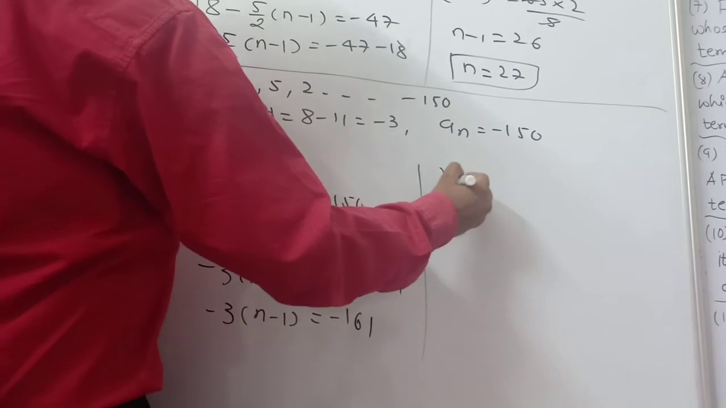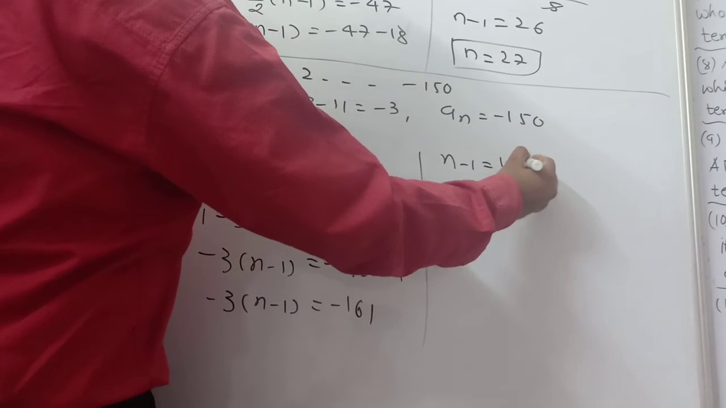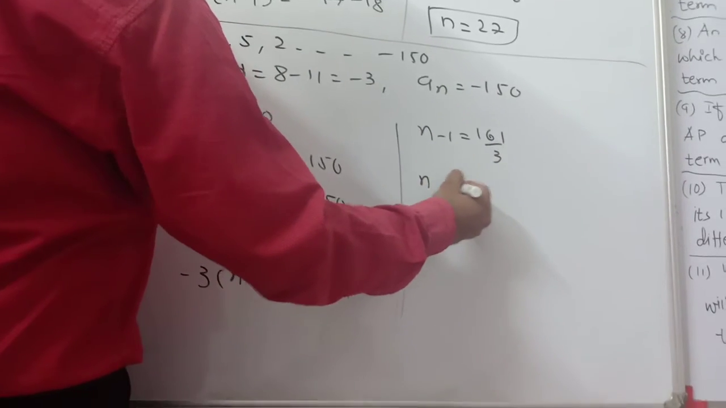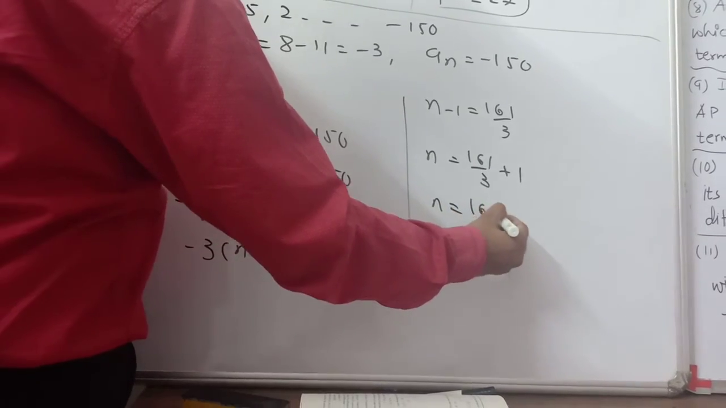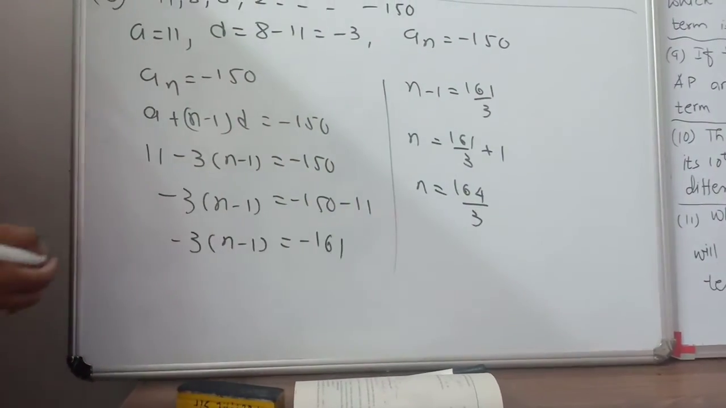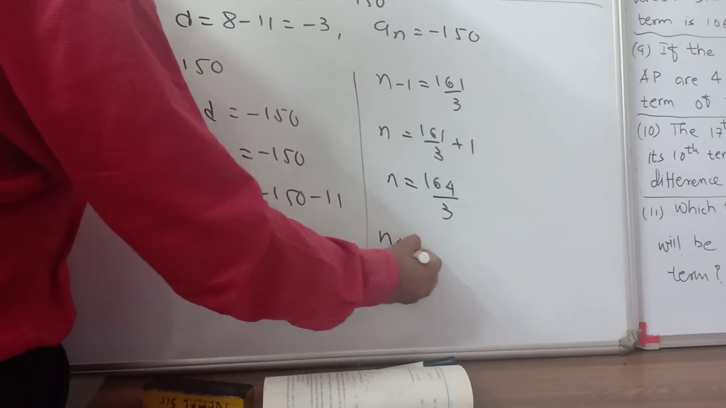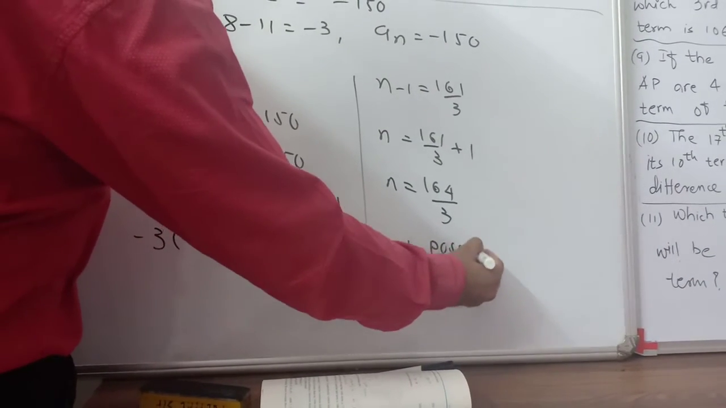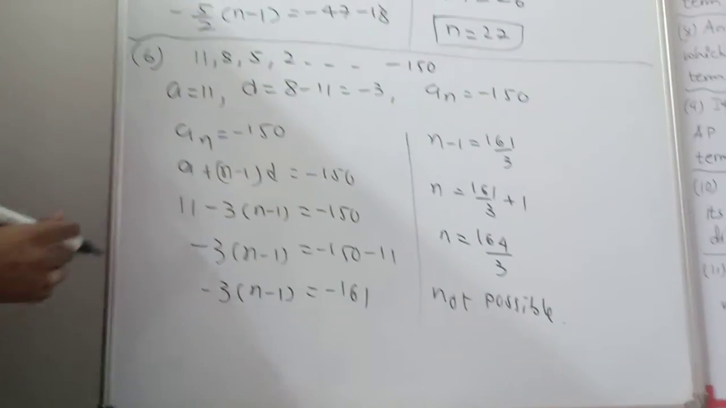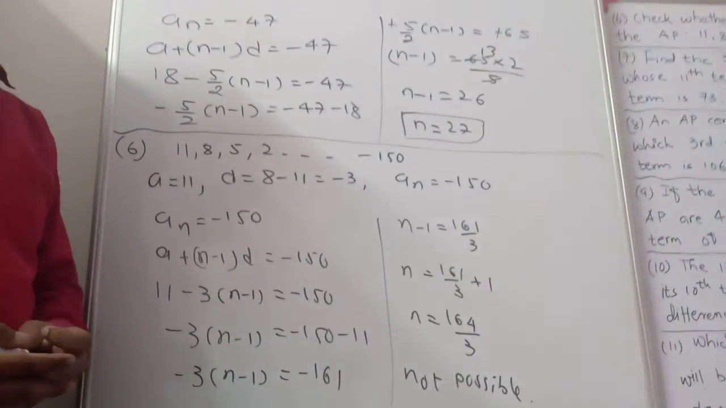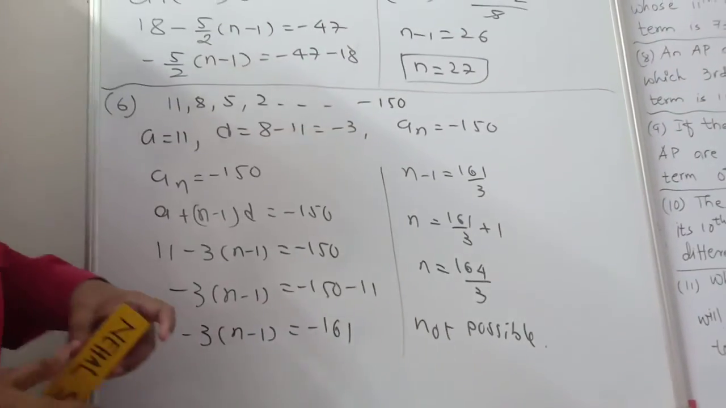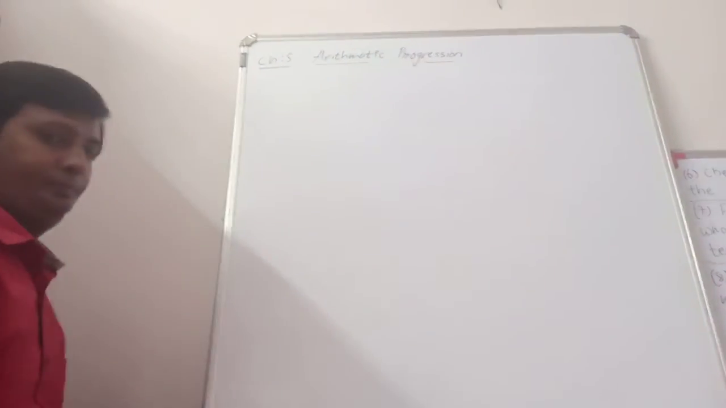So now, minus minus plus, n minus 1 is equal to 161 by 3. So n is equal to 161 by 3 plus 1. n is equal to 164 by 3. It's a fraction, not cut. Okay? So simple, not possible. That is, minus 150 is not a term of the given AP. Understand? Clear? Okay. So now, question number 7.